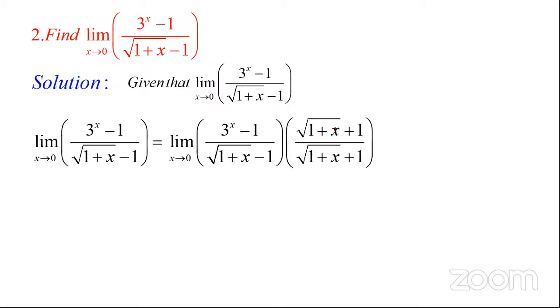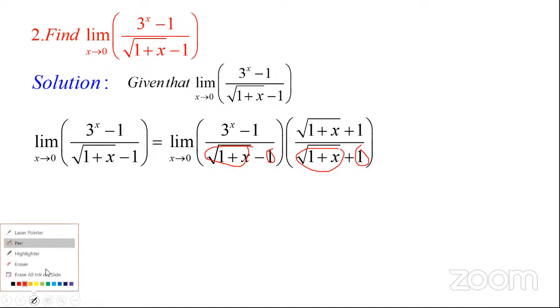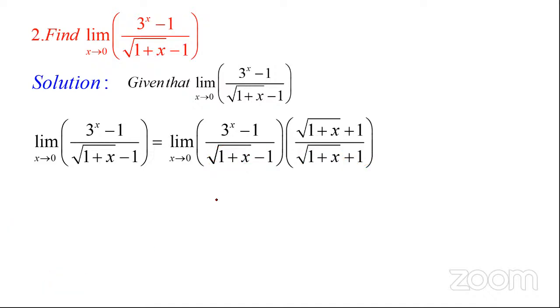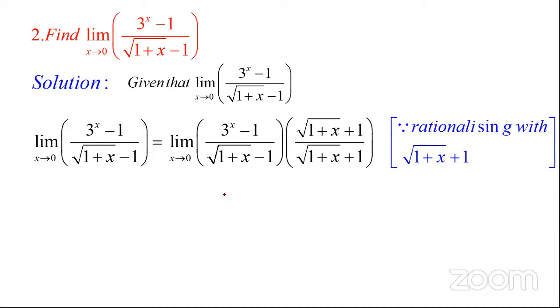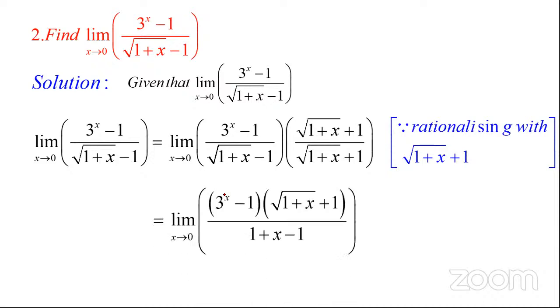For that, you have to rationalize with root of 1 plus x plus 1 by root of 1 plus x plus 1. So multiply and divide with this. This is nothing but a square minus b square: a minus b into a plus b, so a plus b into a minus b is a square minus b square. Then multiply, rationalizing with root of 1 plus x plus 1.